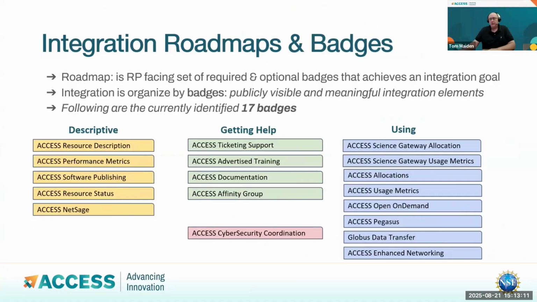For the, we are now terming some of those things as badges. Each one of these things, if you choose to do your access resource description, for instance, you can get a badge that says they are described in the access catalog. If you do access ticketing, you can get a badge that says this RP uses the access ticket system. So it's a good and quick way for the end users to say, oh, okay, I understand. If I need help there, I just go through access for this group.